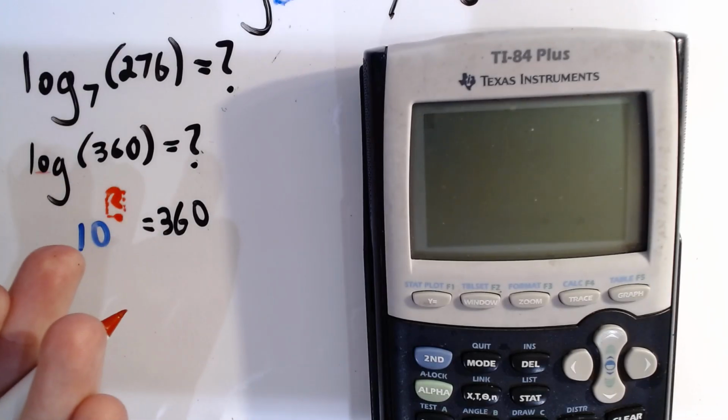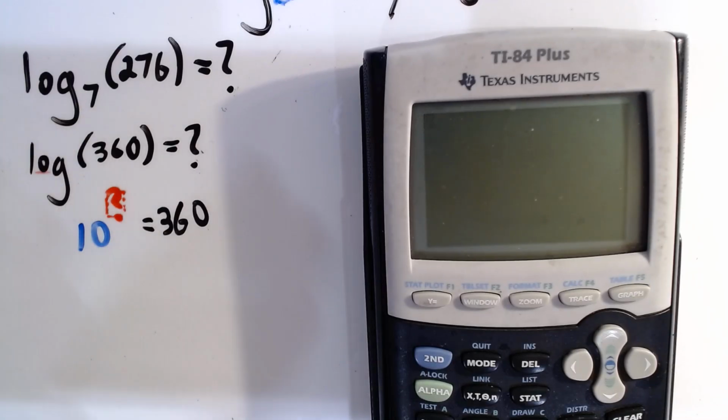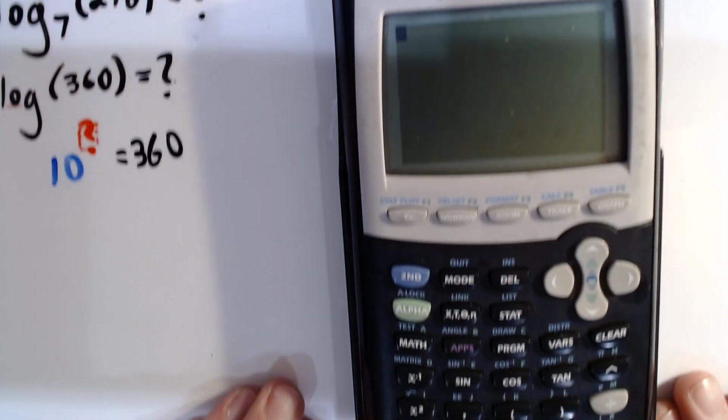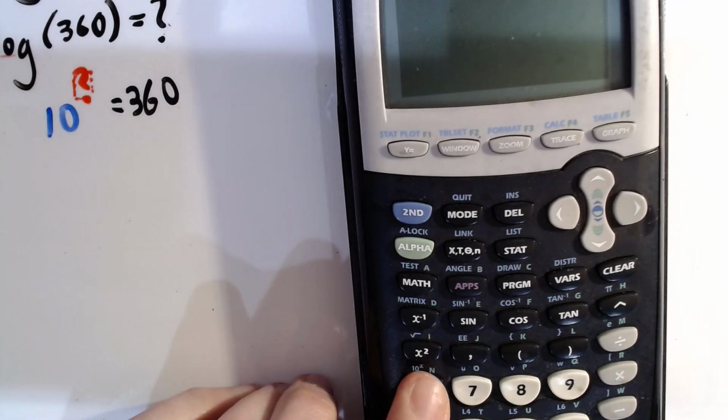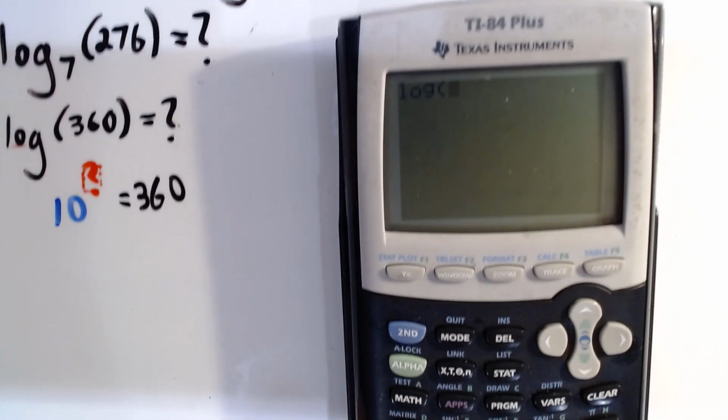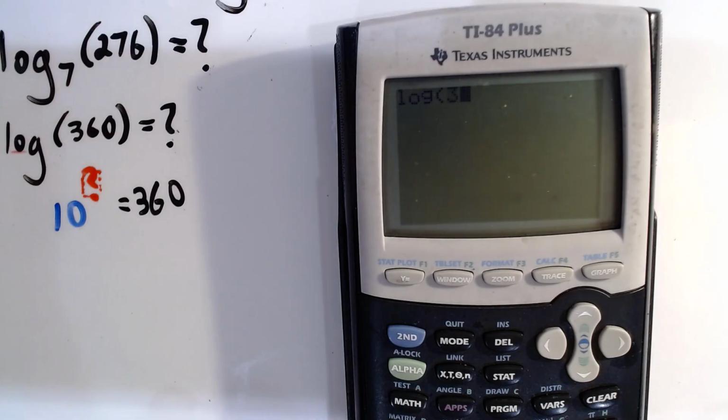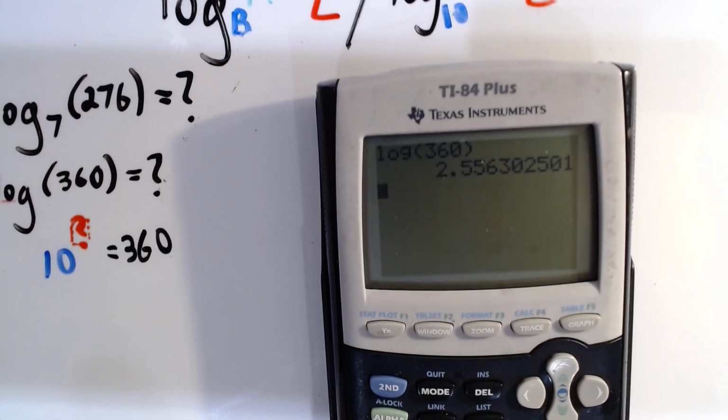Okay? So, of course, that's hard. I can't do that by mental math or anything. I'd be surprised if you can. So, that's why we have our calculators. What we're going to do, this is simple. Press log. You can see log shows up here. Type in 360. Hit enter. Well, it gives us that number.